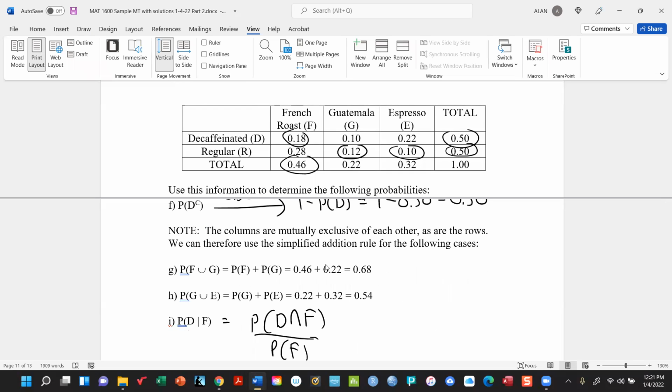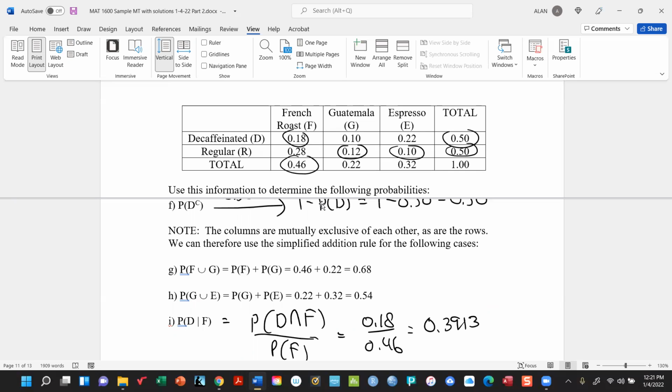So D and F, like I said, is decaf French roast, which is 0.18. F is that total, 0.46. Now, if you want to reduce this, you can. It turns out to be approximately 0.3913. That's not absolutely necessary. If you wrote it as 0.18 over 0.46, that is fine too.